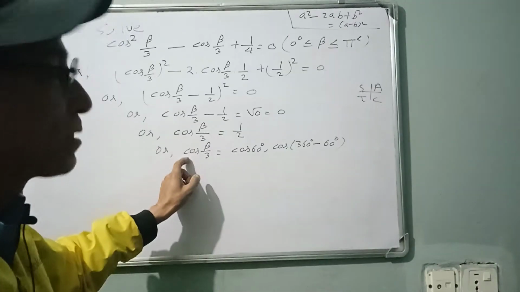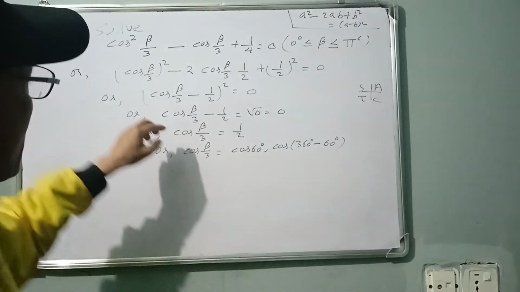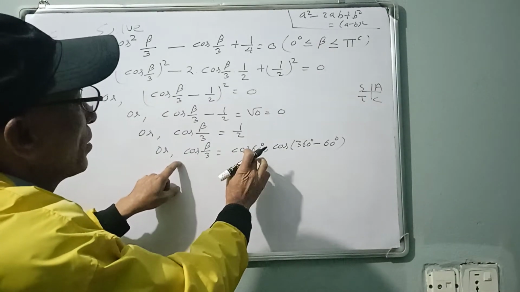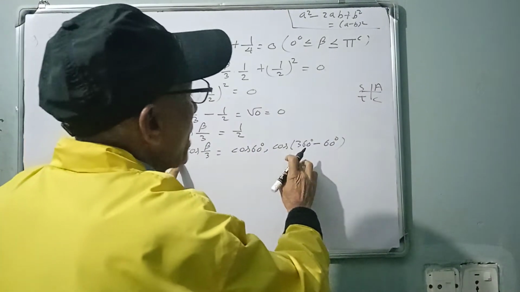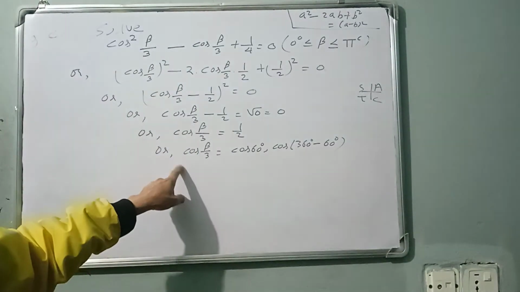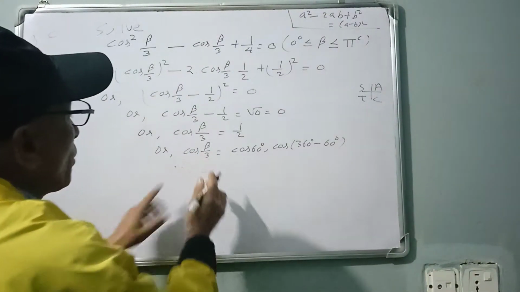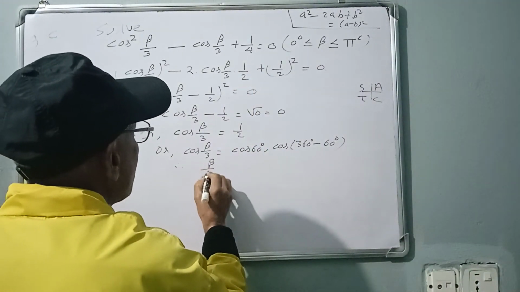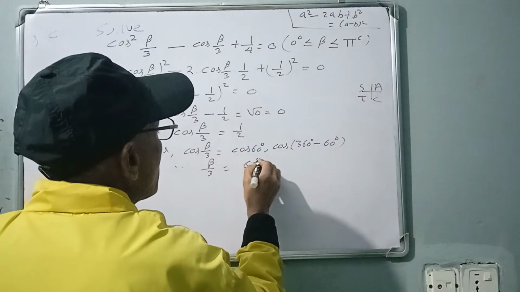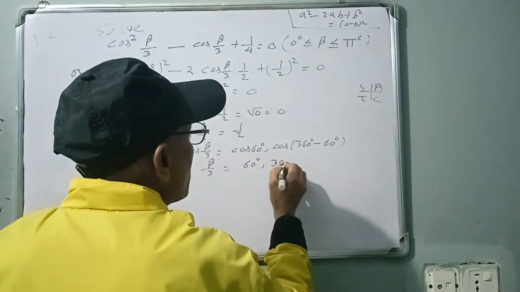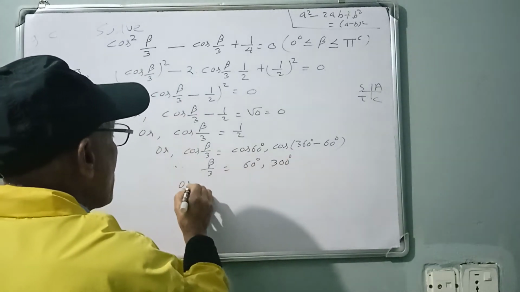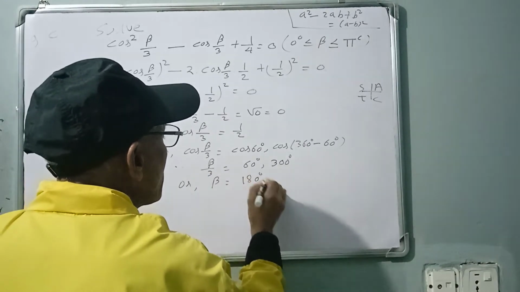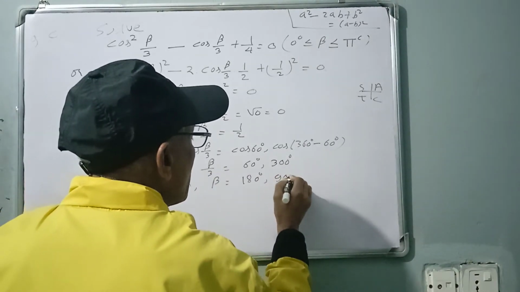Cos, if there is sin, you have to change. If there is sin, for example sin beta by 3, then sin 30 and sin (180 minus 30). If you remove cos from both sides, beta by 3 equals 60 degree and 300 degree. Cross multiply, beta equals 3 into 60, that is 180, and 3 into 300, that is 900.